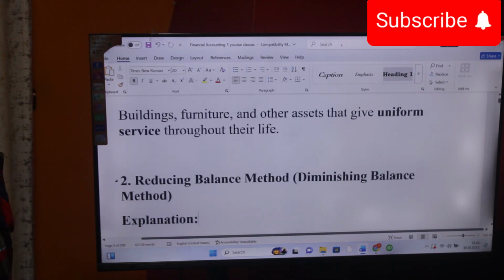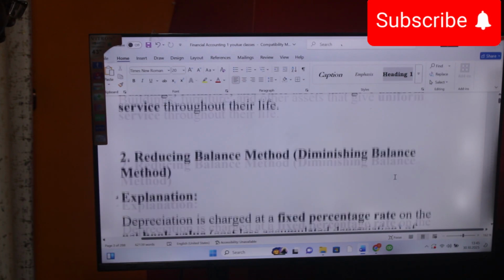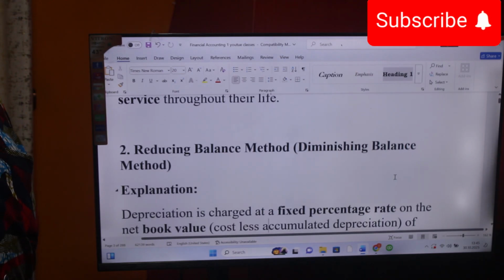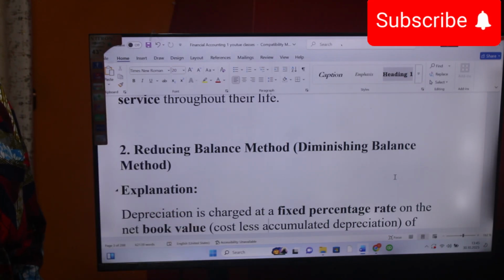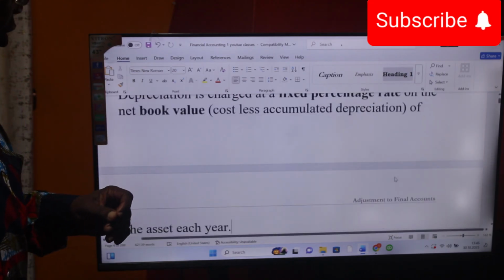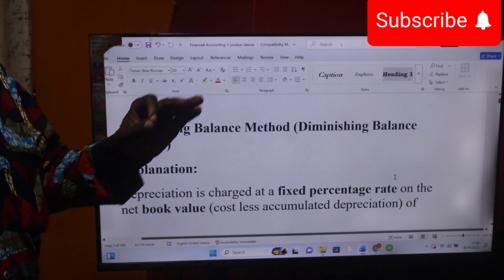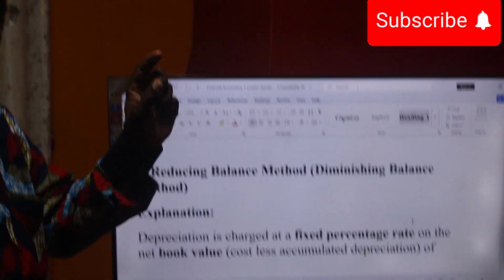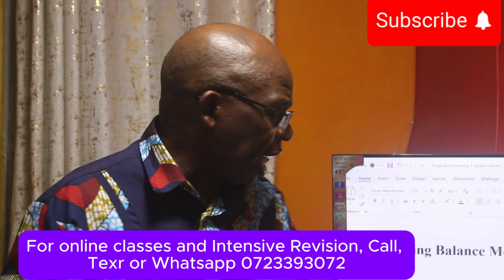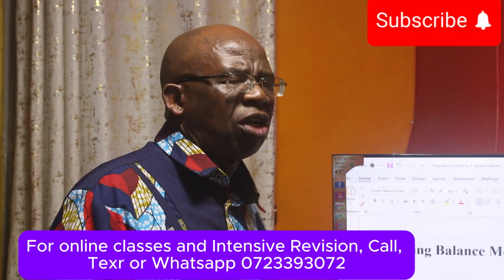Number two, we have the reducing balance method. It is also called the diminishing balance method. Students, I don't understand why they think that this method is difficult. This is one of the simplest methods because always in any exam question, when you go to the trial balance, you will get the original purchase cost of the asset and you will also get the accumulated depreciation for the asset.